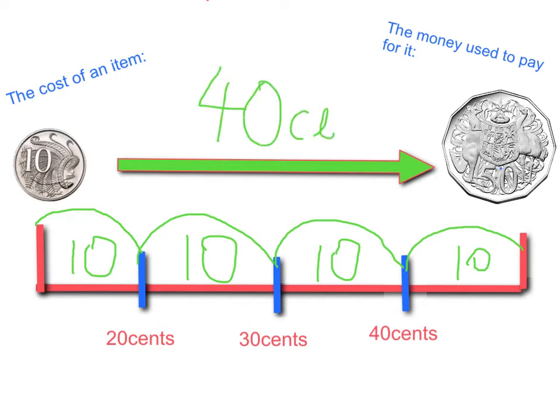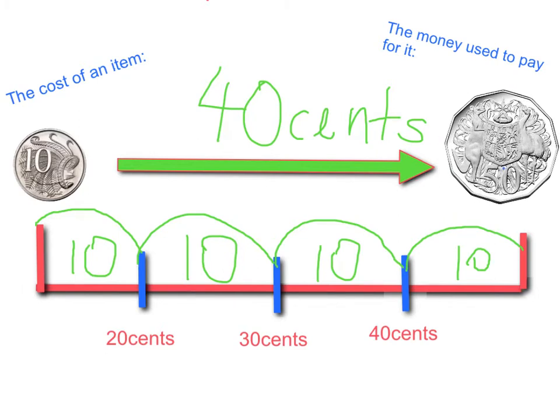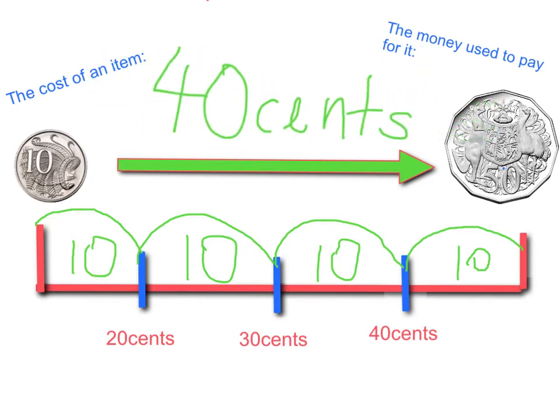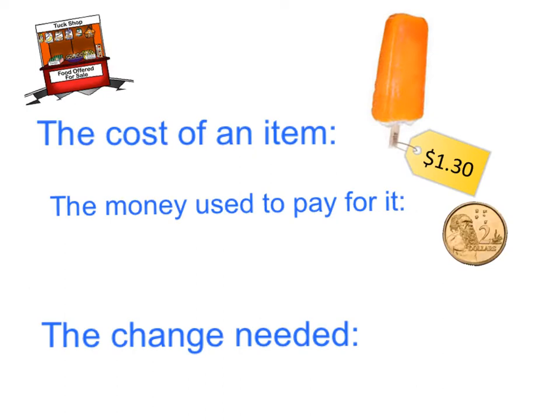And that means that when I hand over my 50-cent coin to the lady at the tuck shop, and I'm just buying my lollipop for 10 cents, she should give me 40 cents back. That is 40 cents change. Alright, let's try another one.